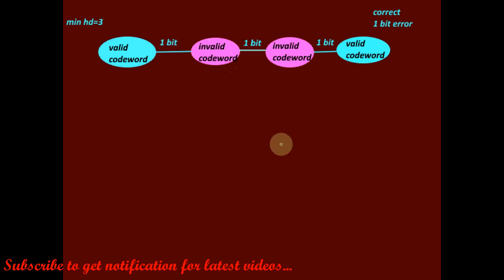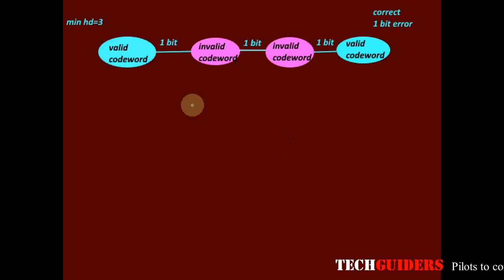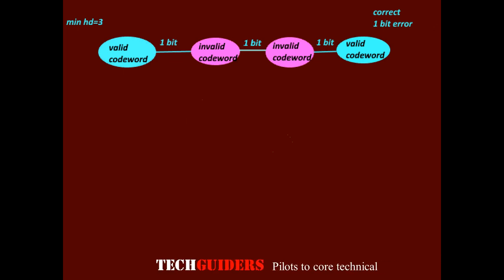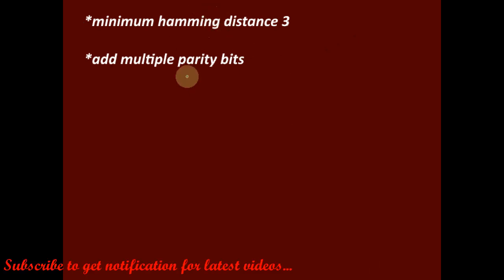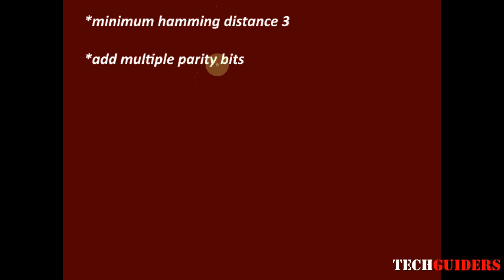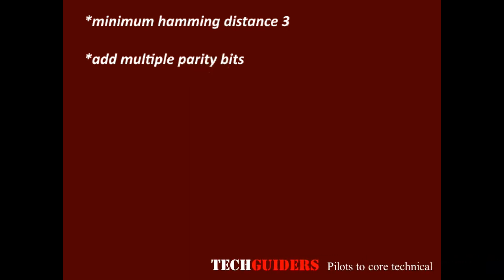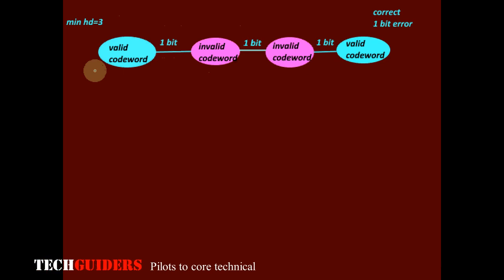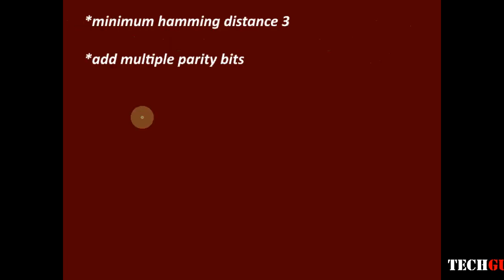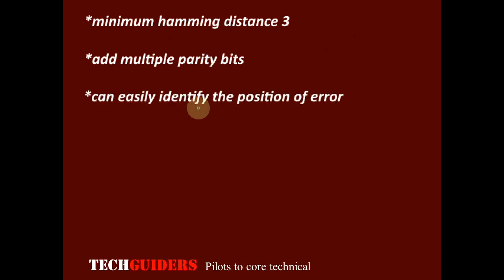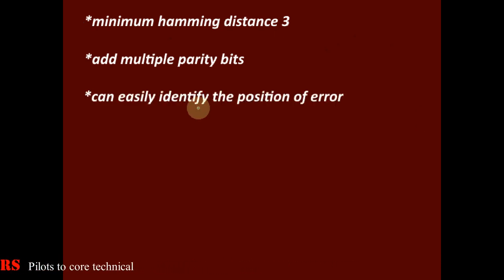Also, we saw that we can alter the Hamming distance by adding parity bits or redundant bits. Hamming code is a method which ensures a minimum Hamming distance of 3 by adding multiple parity bits or multiple redundant bits. And finding the actual valid code word which is 1-bit distance away by comparison will be time consuming. So in this method, the redundant bits are added in a particular way which provides an easy way to identify the position of error.